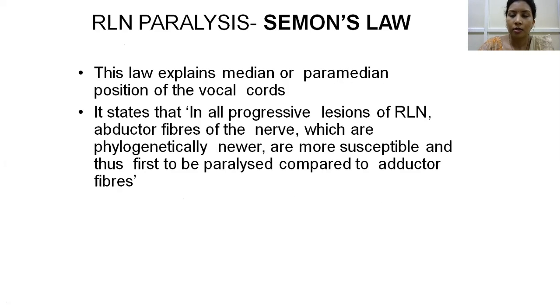The second is the Siemens law, also a 2 marks question. So what does this explain? This law explains the median or the paramedian position of the vocal cords. It states that in all progressive lesions of the recurrent laryngeal nerve, the abductor fibers of the nerve, abductors are your posterior cricoarytenoid. So the abductor fibers of the nerve, which are phylogenetically newer, that is the last to be produced during embryogenesis, are more susceptible and thus first to be paralyzed compared to your adductor fibers.